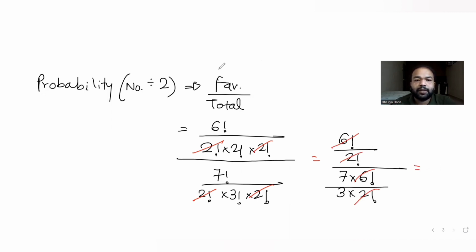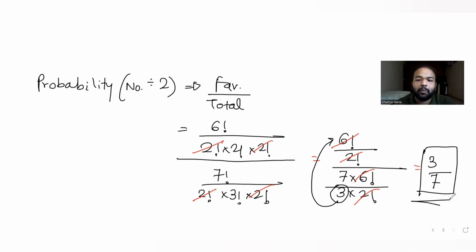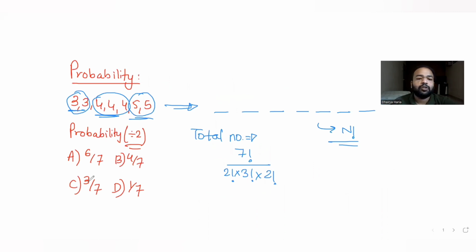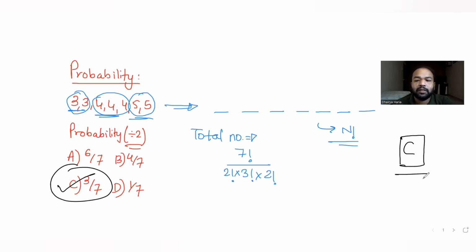So what you get is: this 7 is in the numerator of the denominator, so it remains in the denominator. This 3 is in the denominator of the denominator, so it comes up and becomes the numerator. So you get the probability for the number being divisible by 2 as 3 by 7. The answer matches option C. So the correct answer is C. The probability that a 7-digit number formed using these 7 digits is divisible by 2 comes out to be 3 by 7.